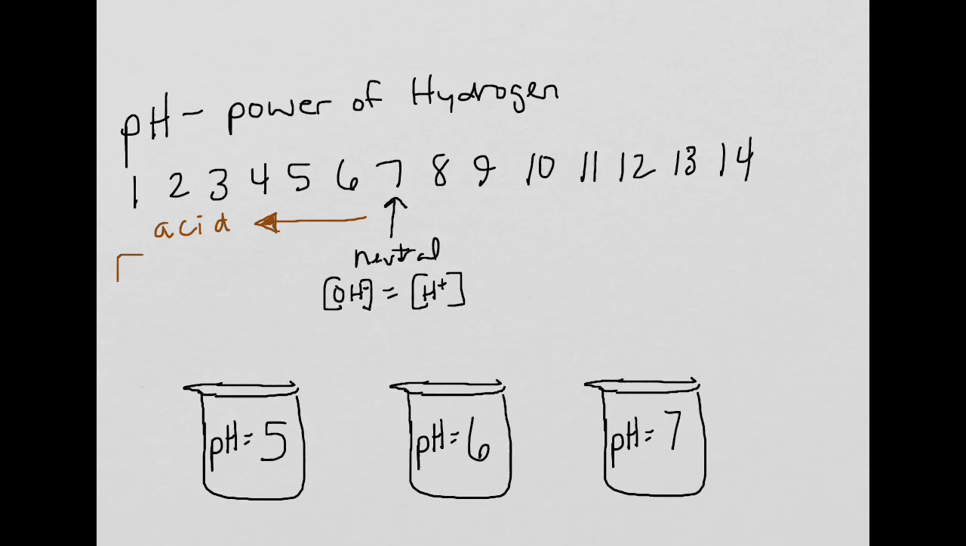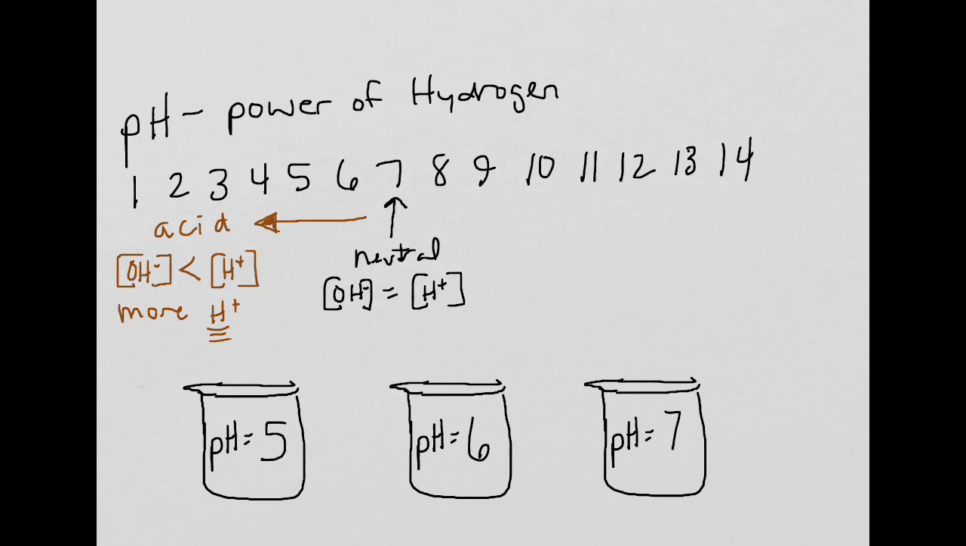And in that case, the concentration of hydroxide ions is less than the concentration of hydrogen ions. So on this side, we have a lot more H plus. More H plus means more acid, and a lower number.